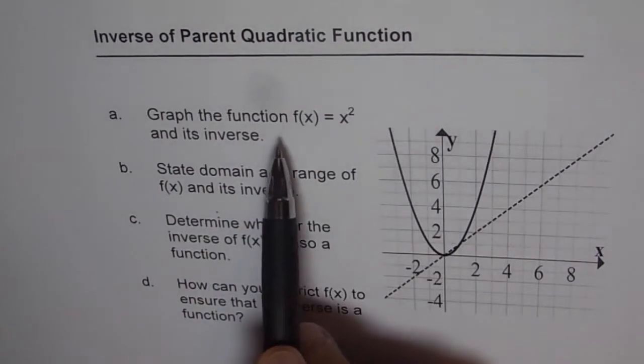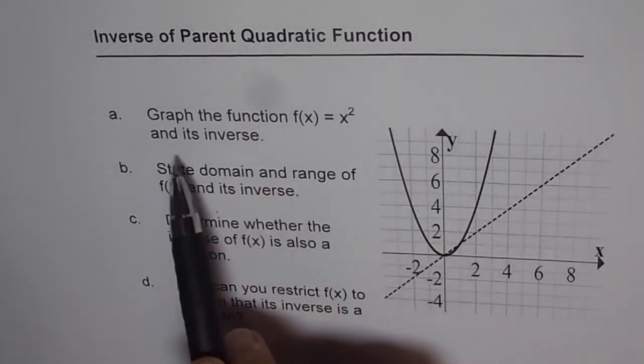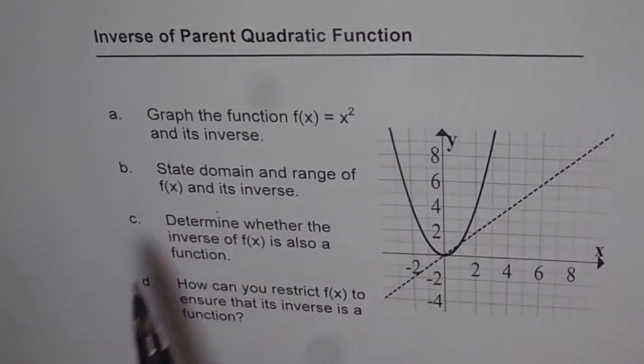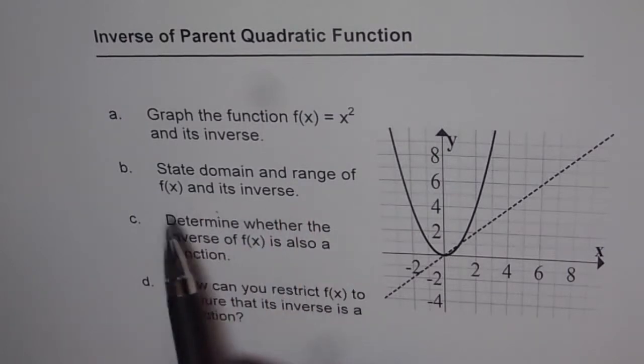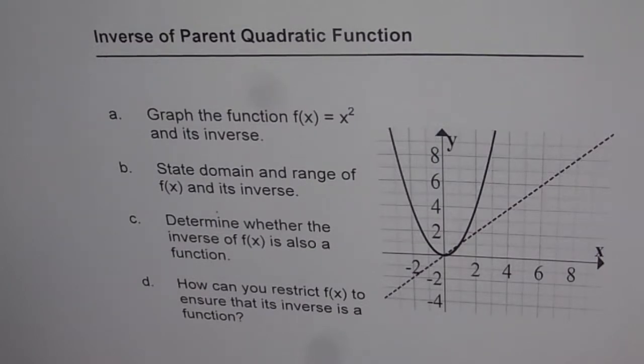Graph the function f of x equals x squared and its inverse. B. State the domain and range of f of x and its inverse. C. Determine whether the inverse of f of x is also a function. And D is, how can you restrict f of x to ensure that its inverse is a function?